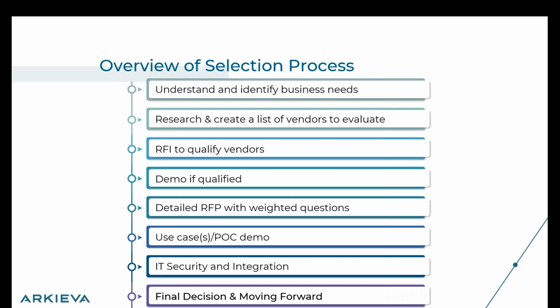Then from there, we go to some kind of short list. And for those vendors that are shortlisted, you want to do a very detailed RFP, potentially with weighted questions. Maybe the word very is subjective. You certainly don't want a 5,000 line RFP. That's not what I'm saying, but it should be more detailed than RFI. You should have use cases based demonstration of their product where you can actually see how it will help you solve your particular problems. You may want your IT team to talk to them about security and integration, and then of course final decision and moving forward.